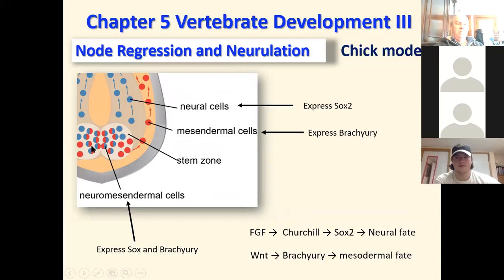So as they are being produced in this self-renewing stem zone, the cells come out as kind of somewhere between neural and mesenderm. And then as they migrate away from that spot, they start to differentiate into either neural or mesendermal cells. And that has to do with the transcription factors that they're upregulating. The neural cells will then express SOX2, and they will become the spinal cord. Mesendermal cells then express brachyury, and that's why they're mesenderm, and they become somites.